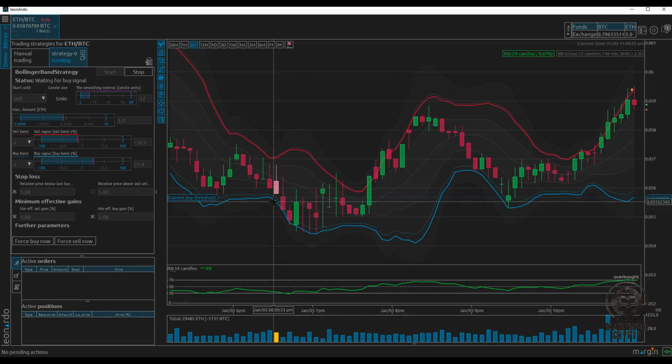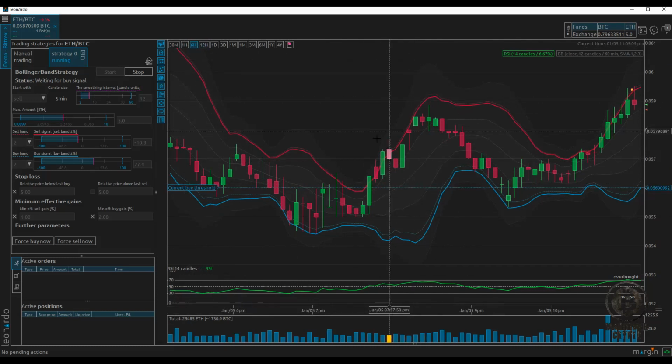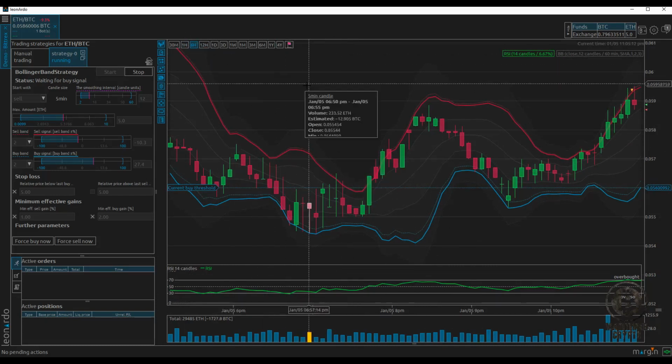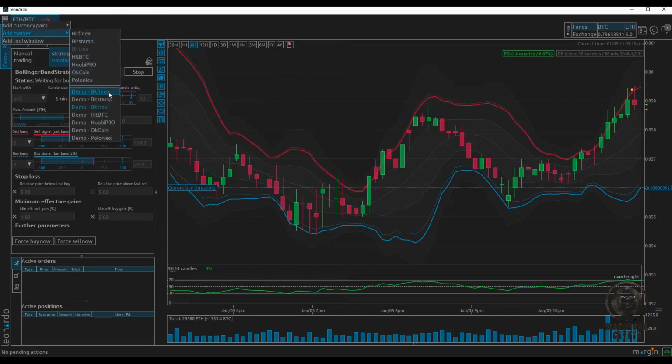Just to let you know, I'm in no way affiliated with this software. I have nothing to do with it. I'm just a happy user. I know this version sells for $130, I believe, for one exchange, and you can buy access to extra exchanges for like $40 or something. And as you can see, the markets it offers currently are Bitfinex, Bitstamp, Bittrex, HitBTC, UBPro, OKCoin, Poloniex. And I understand that more exchanges will be available.